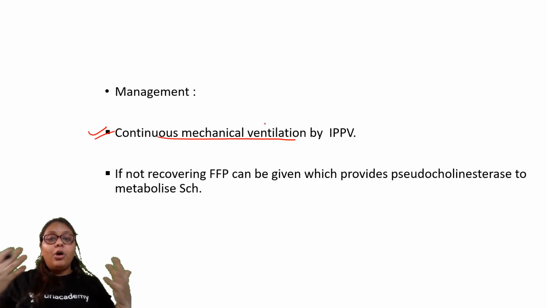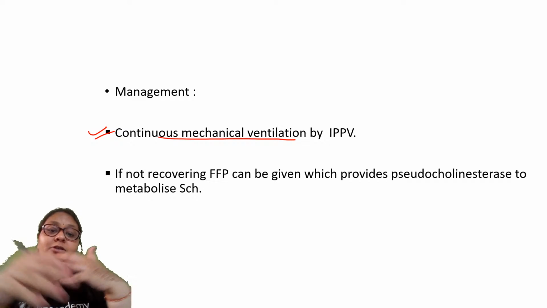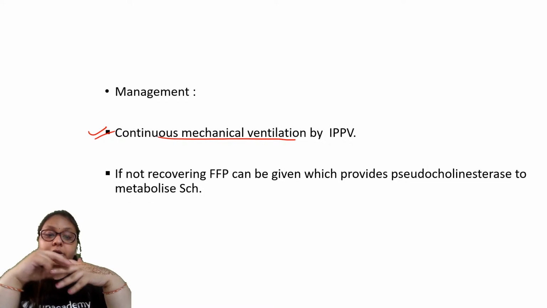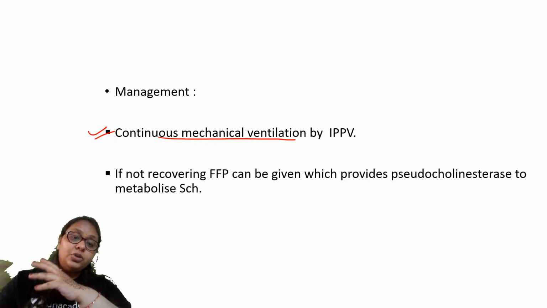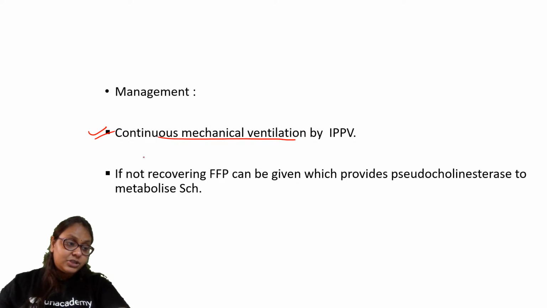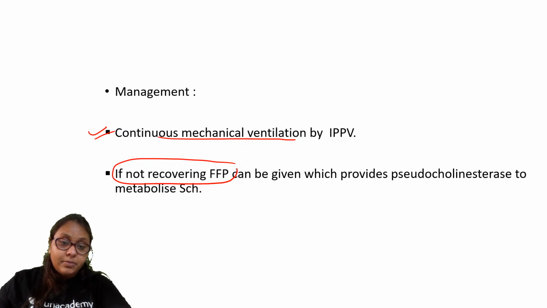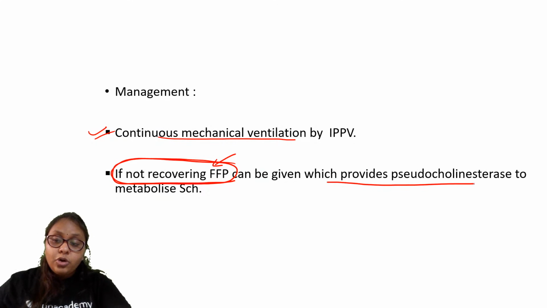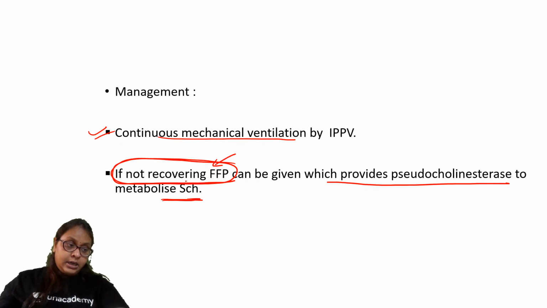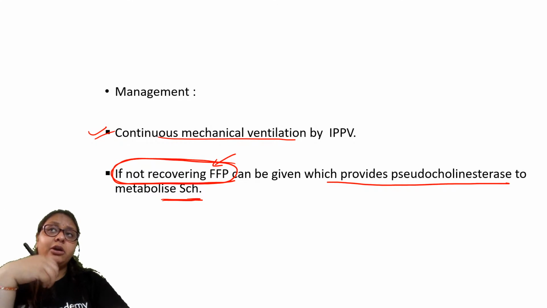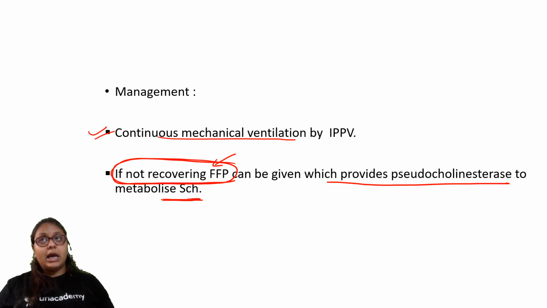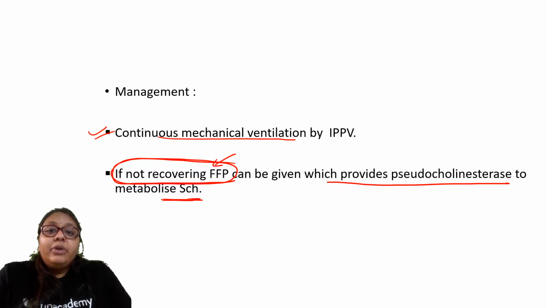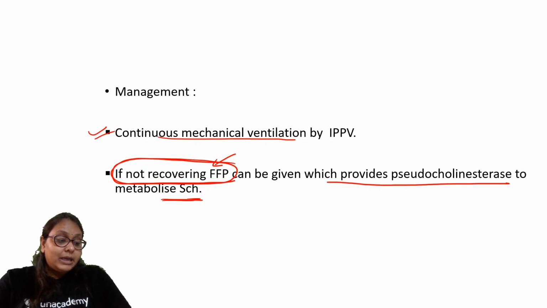And from his body, we have to reduce the scoline, because of the abnormal, atypical pseudocholinesterase. So if the patient is not recovering from the phase 2 block, we should give FFP, remember. This FFP will provide pseudocholinesterase to metabolize the succinylcholine. The prolonged action may need mechanical ventilation, and if the patient is not recovering, we give FFP so that we supply typical pseudocholinesterase which will metabolize this succinylcholine.